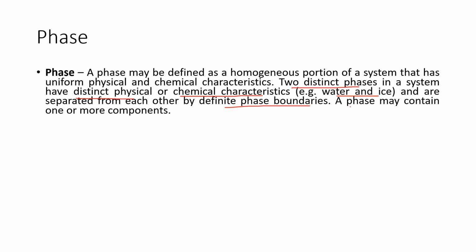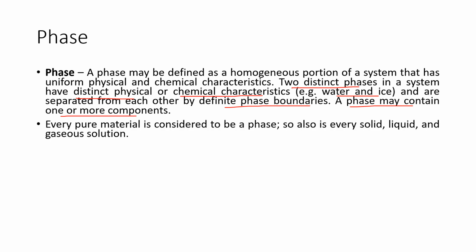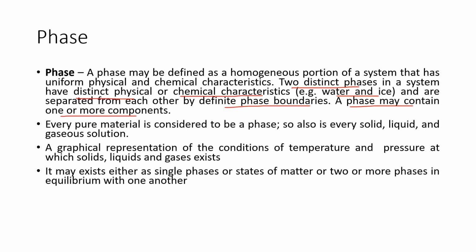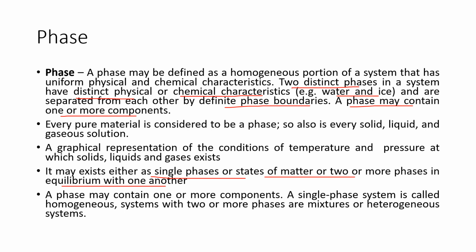A phase may contain one or more components. Every pure material is considered to be a phase, and so is every solid, liquid and gaseous solution. A graphical representation of the conditions of temperature and pressure at which solids, liquids and gases exist is also called a phase diagram. A phase may exist either as a single phase or as two or more phases in equilibrium with one another. A single phase system is called a homogeneous system, whereas systems with two or more phases or mixtures are called heterogeneous systems.